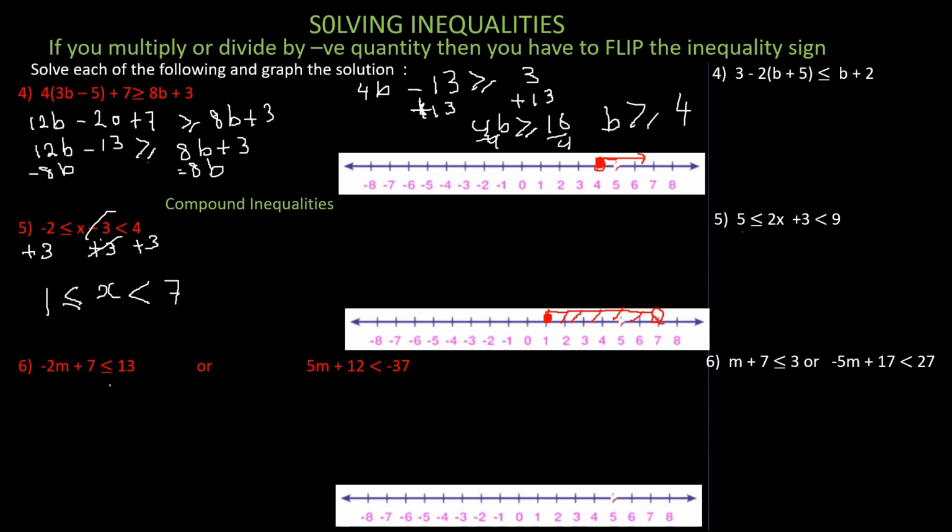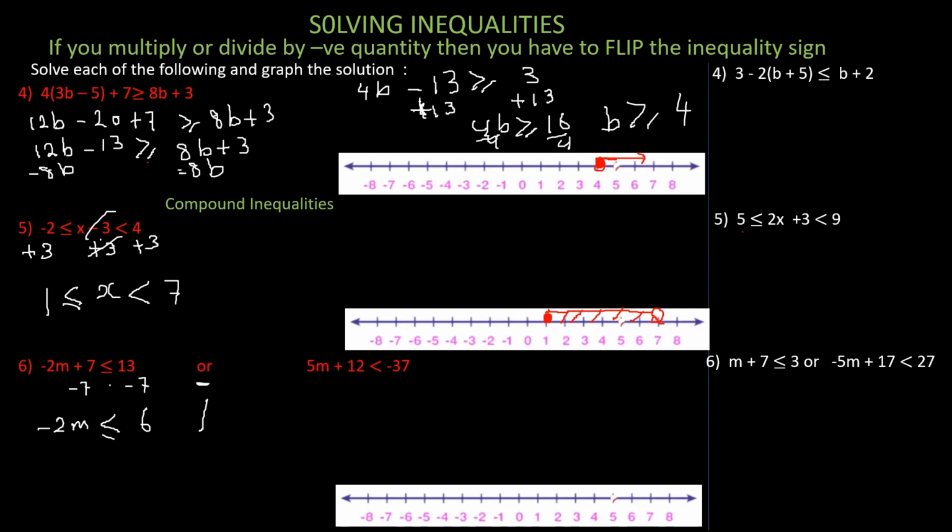Let's go to number 6. Number 6, we have or. We deal with them as two different inequalities. So we have the first one, negative 2m plus 7 less than or equal 13. Then we have to do minus 7 minus 7. Then negative 2m will be less than or equal 13 minus 7 equals 6.